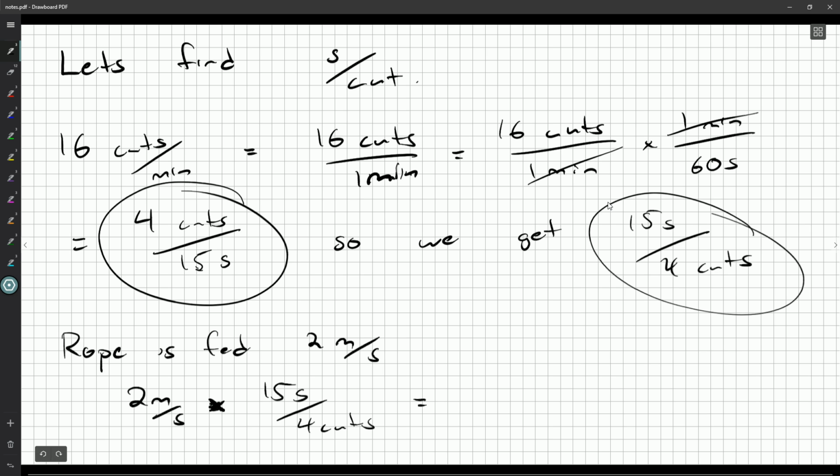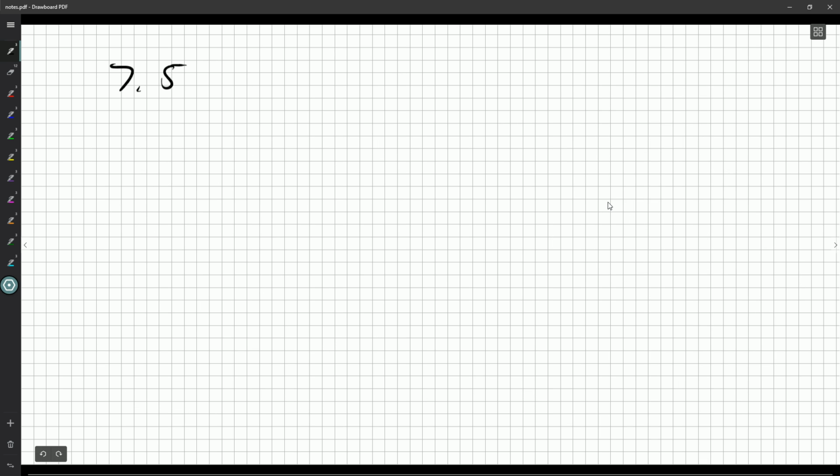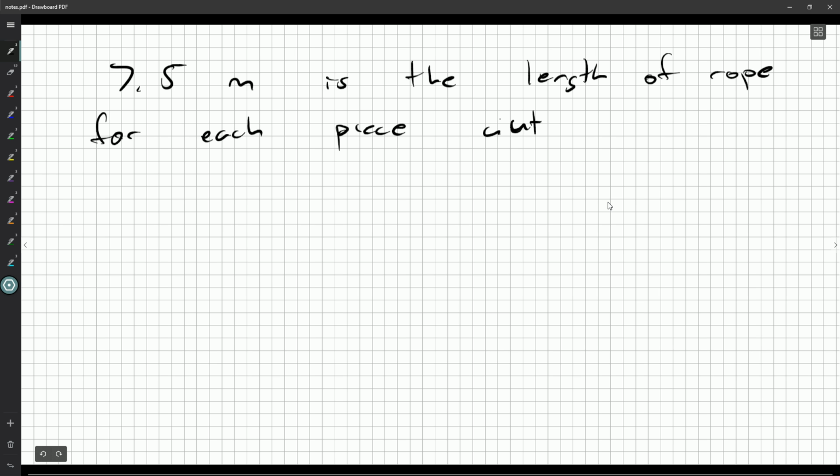So we'll get 2 times 15, which is 30. Seconds cancel out, so we'll get 30 meters per 4 cuts. Now I want to know how much per 1 cut. So 30 divided by 4, that's going to be 7.5 meters per cut. And if you want to, you can put a little therefore statement. 7.5 meters is the length of rope for each piece cut. Okay, there we go. So it's a nice little conversion almost.